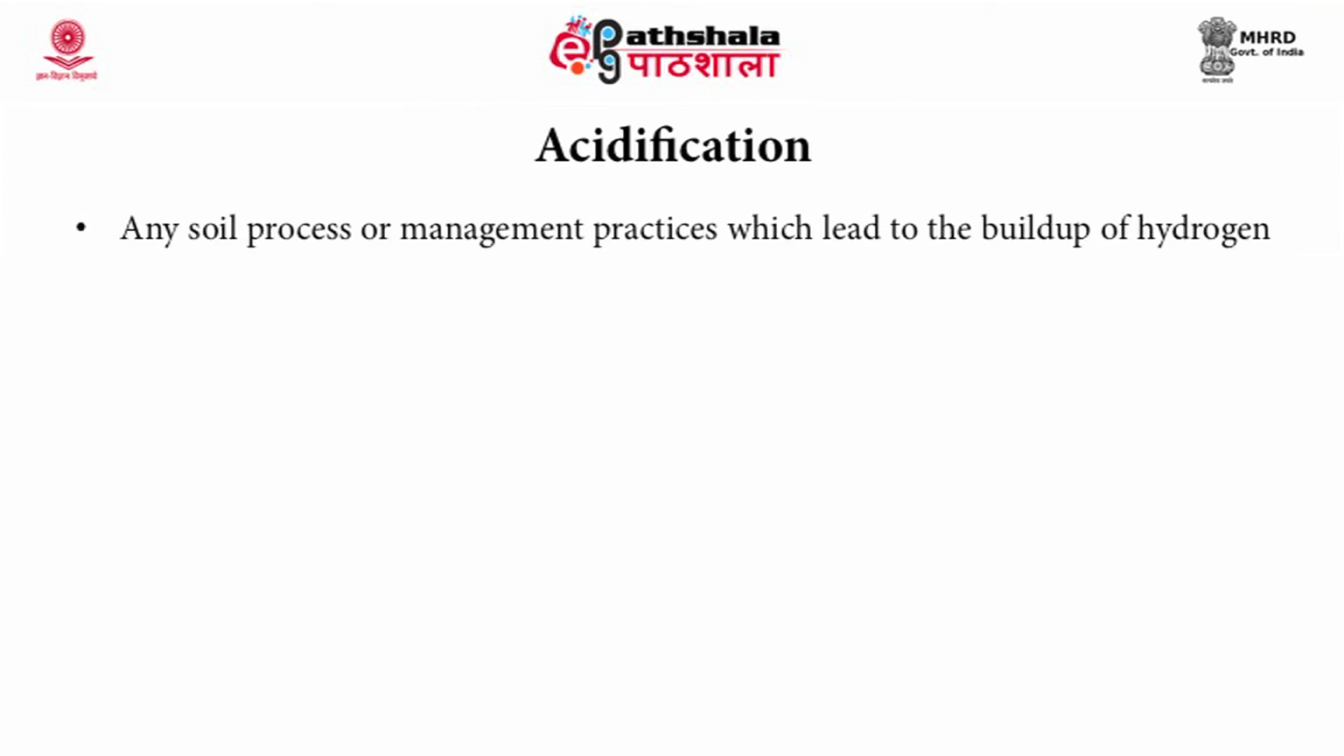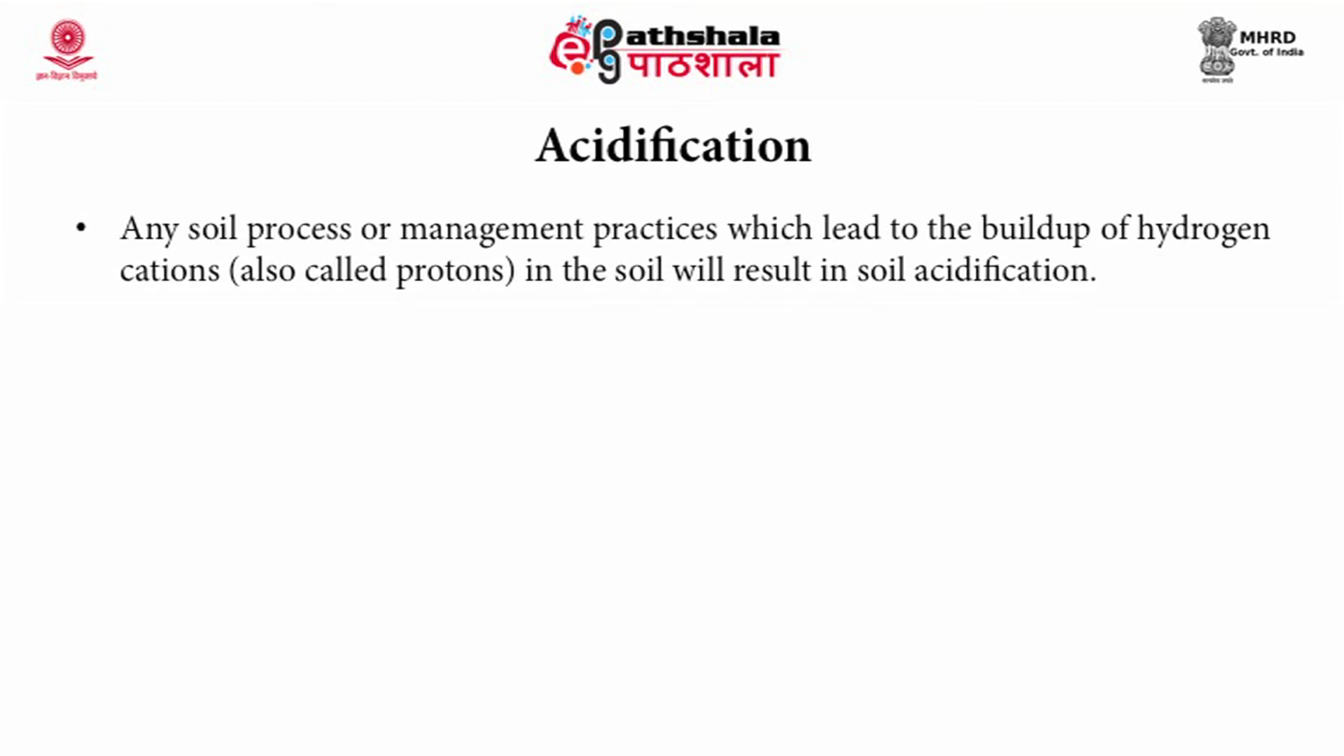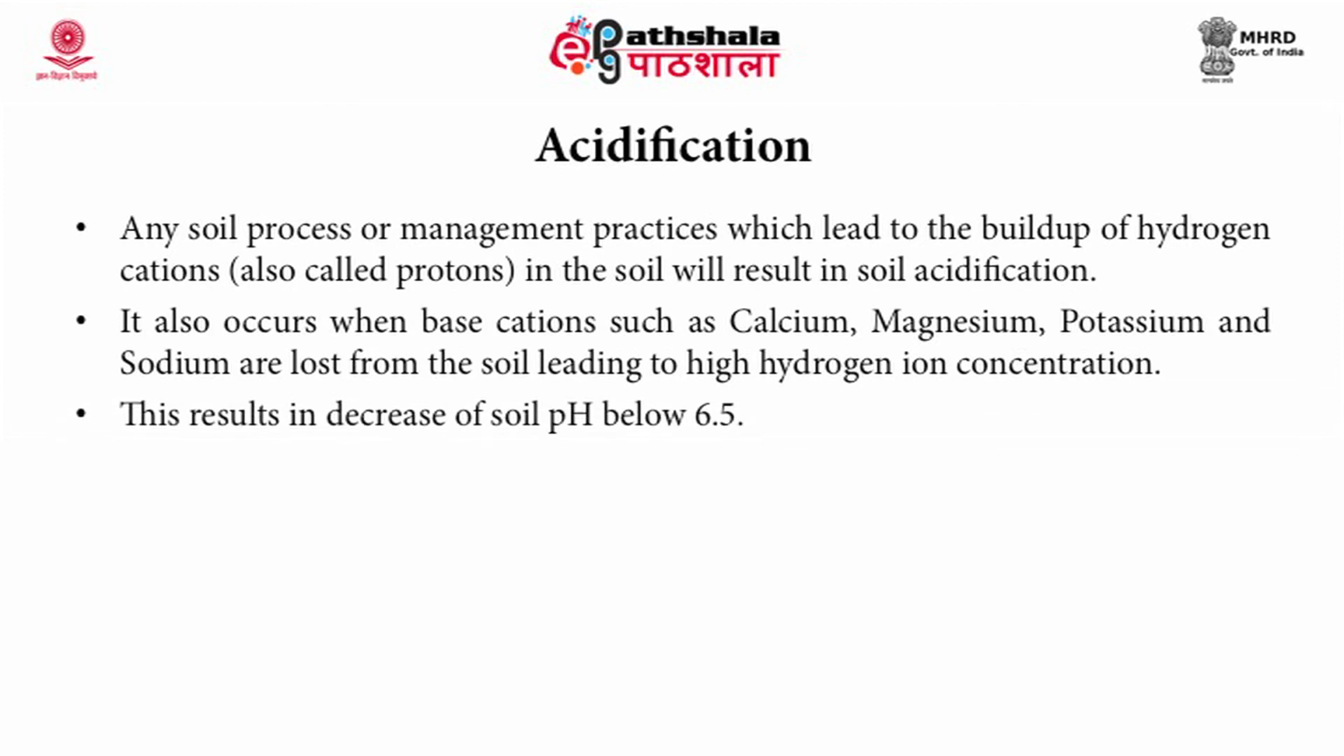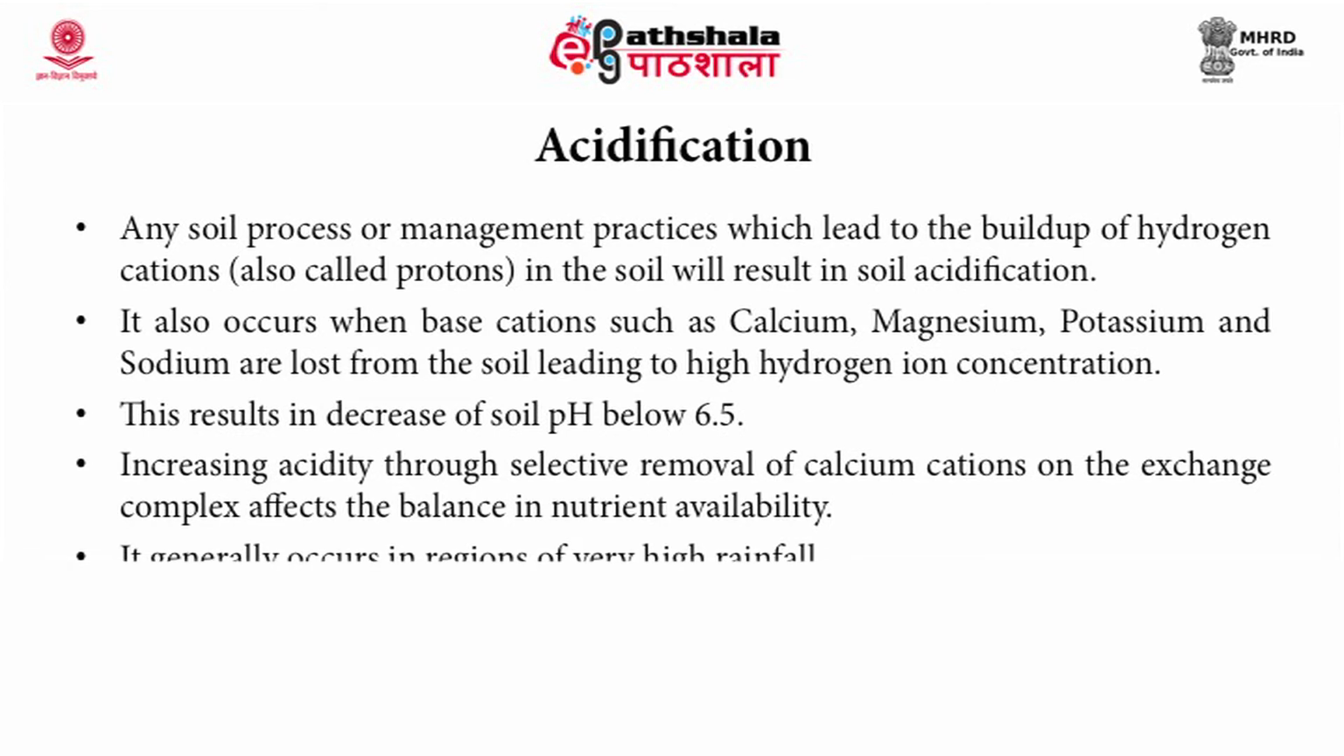Next process is acidification. Any soil process or management practices which lead to the buildup of hydrogen cations in the soil will result in soil acidification. It also occurs when basic cations such as calcium, magnesium, potassium and sodium are lost from the soil, leading to high hydrogen ion concentration. It results in decrease of soil pH below 6.5 and generally occurs in regions of very high rainfall. Increasing acidity through selective removal of calcium cations on the exchange complex affects the balance in nutrient availability.